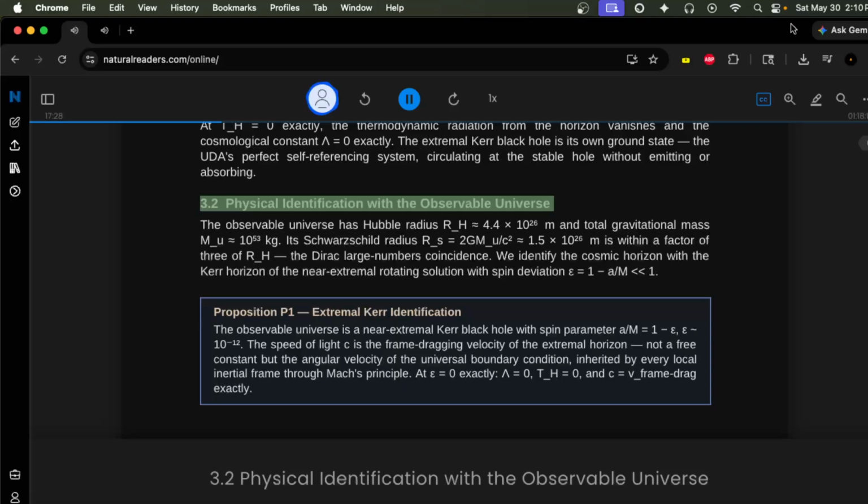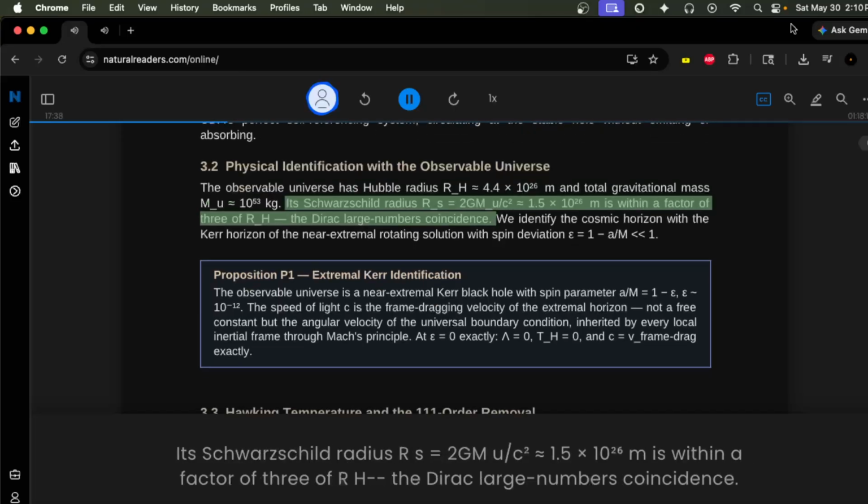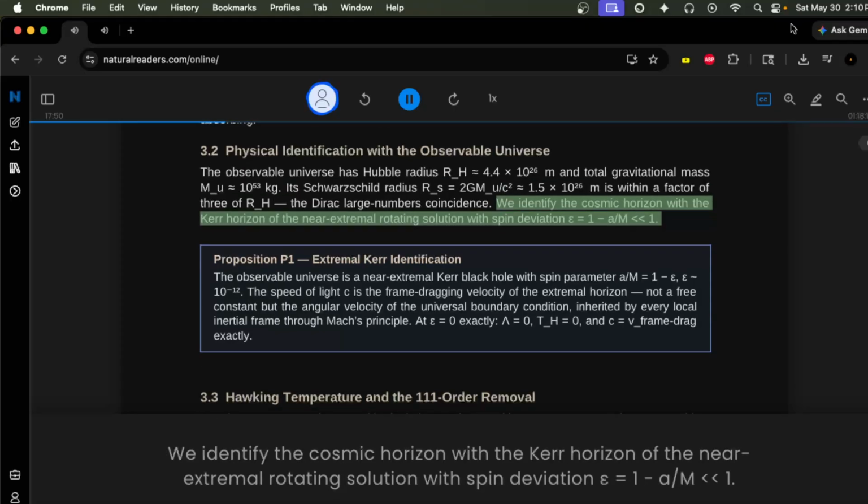3.2 Physical identification with the observable universe. The observable universe has Hubble radius R_H approximately equals 4.4 times 10 to the power of 26 m and total gravitational mass M_U approximately equals 10 to the power of 53 kilograms. Its Schwarzschild radius R_S equals 2GM_U over c squared, approximately 1.5 times 10 to the power of 26 m, is within a factor of 3 of R_H, the Dirac large numbers coincidence. We identify the cosmic horizon with the Kerr horizon of the near-extremal rotating solution with spin deviation epsilon equals 1 minus a over M, much less than 1.